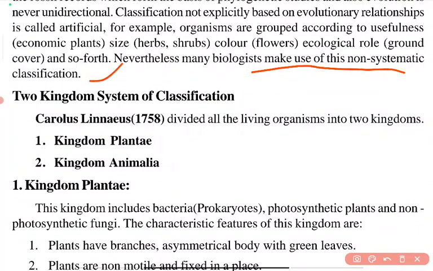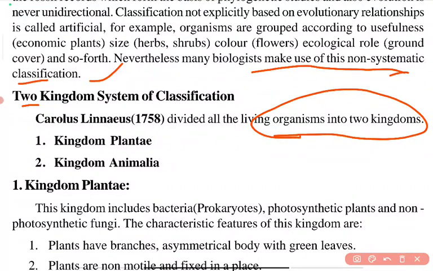Okay friends, so after watching this, many biologists make the use of non-systematic classification. Now the two kingdom system of classification. Okay friend, the two kingdom system of classification was given by Carolus Linnaeus and divided living organisms into two kingdoms.